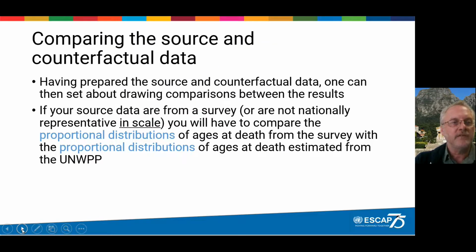When comparing the source and counterfactual data, you can then set about drawing the comparisons between them after you've prepared the source and counterfactual data as I've described. If your source data come from a survey or are not nationally representative in scale, in terms of the absolute numbers of deaths, you will not be able to compare those numbers of deaths with the UNWPP and will have to rely on comparison only of the proportional distribution of ages at death from the survey with the proportional distributions of ages at death estimated from the UNWPP. If one's working with vital registration data at a national level, this should not be a problem.